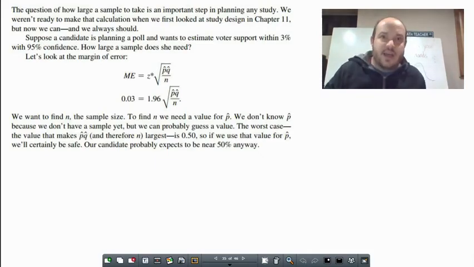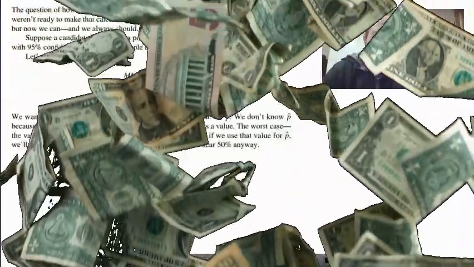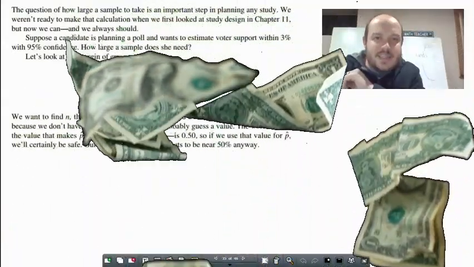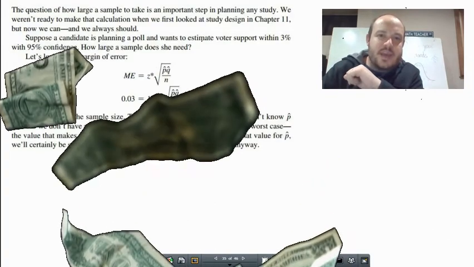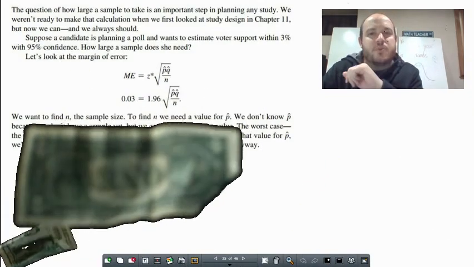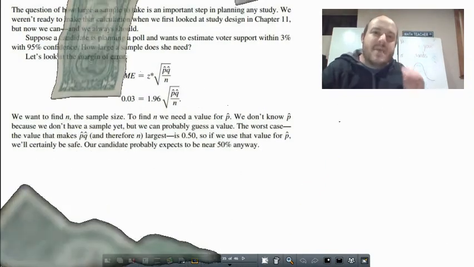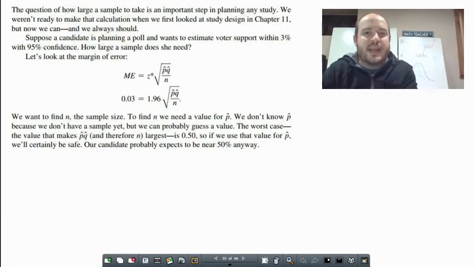Let me tell you why. It's because it's all about the Benjamins. Look, if I'm running a company here and I want to save as much money as possible and I want to fulfill my clients' needs, but still at the end of the day be making top dollar, then here's what I'm going to do. I'm going to find the minimum number of people that I need to sample in order to get the conditions met.